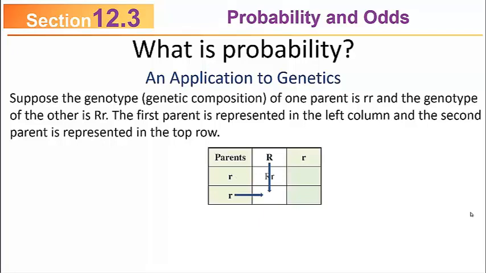And you pair the capital R of one parent with the little r of the other parent, and you get a capital R, little r. And then you keep going. You take the little r of one parent, match it with the little r of the other parent, and you get little r, little r. And then the same thing happens for the fourth cell of the table. Little r gets matched with little r. And so that gives you your Punnett square.